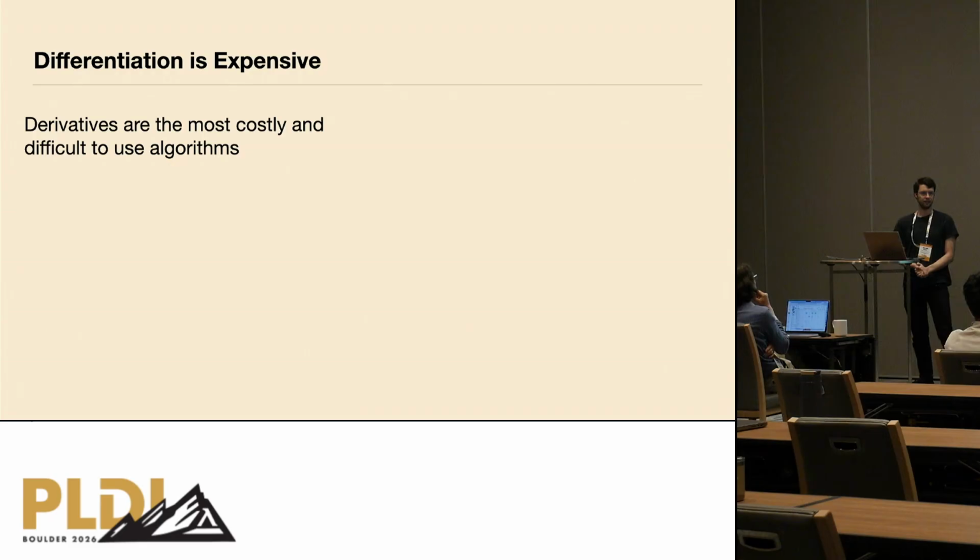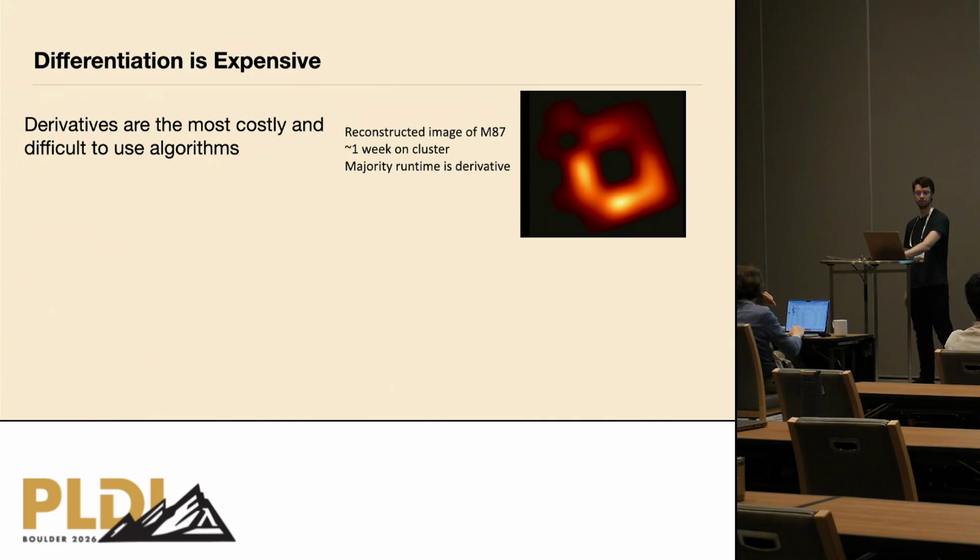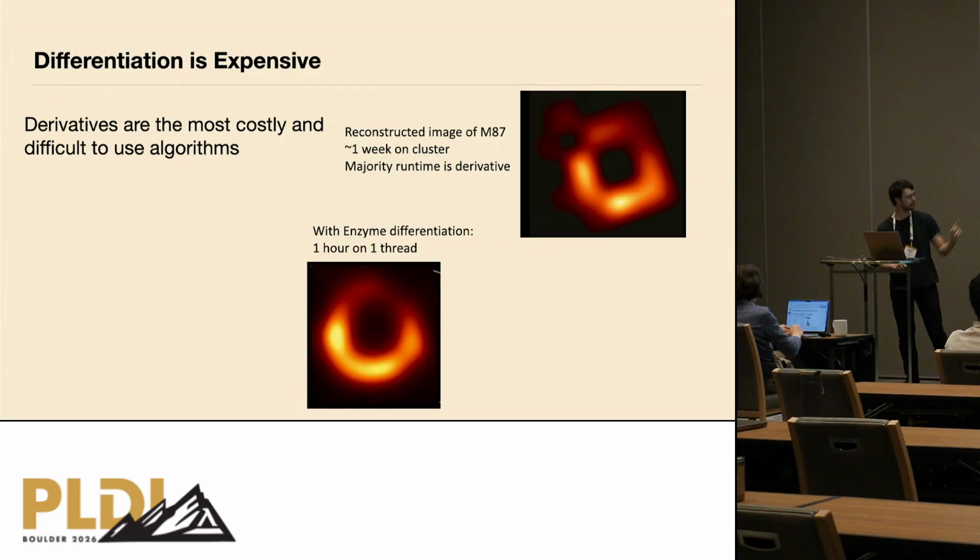Now, again, derivatives, really useful, but they're also very costly, and some of the most difficult to use algorithms, as we saw earlier. So I also work very closely with the folks who make these pretty pictures of black holes that get on all the newspapers. This particular one took roughly a week on a cluster to go ahead and run. Majority of runtime is inside of the derivative, computing Bayesian inference. Fortunately, we were able to take this derivative time down to 1 hour on a single thread.